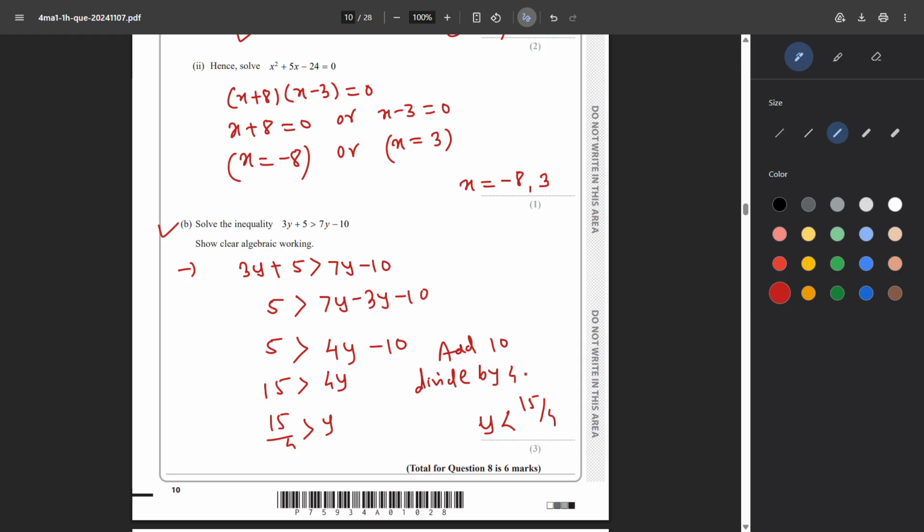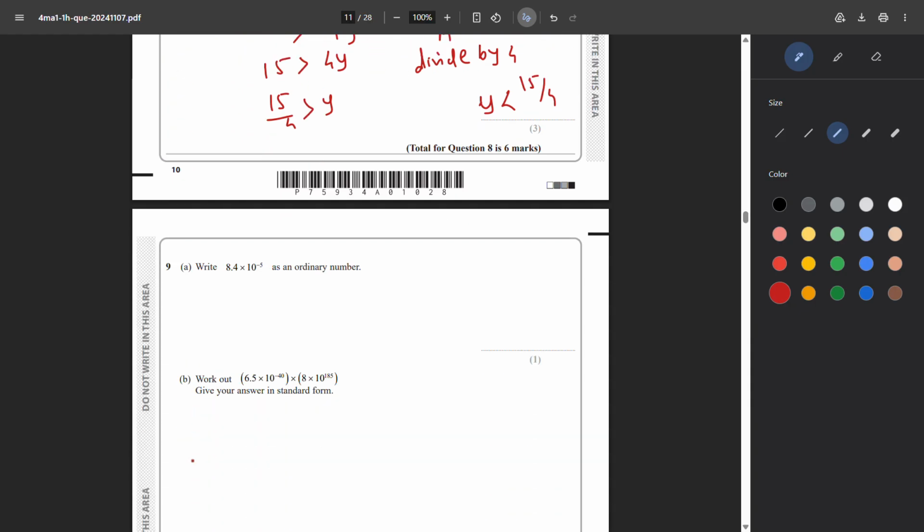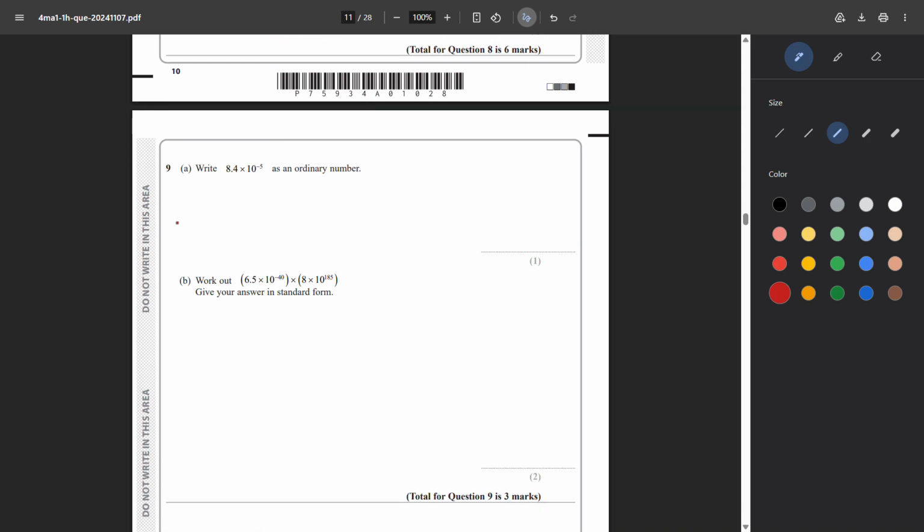You have to show every step properly. Initially you have to write down subtract 3y first. Initially we eliminate 3y, then we eliminate 10, and finally we divide by 4. Okay, let's move to the next question.